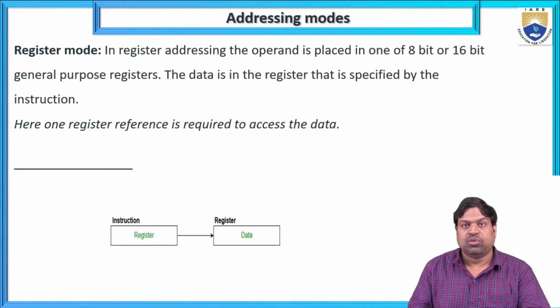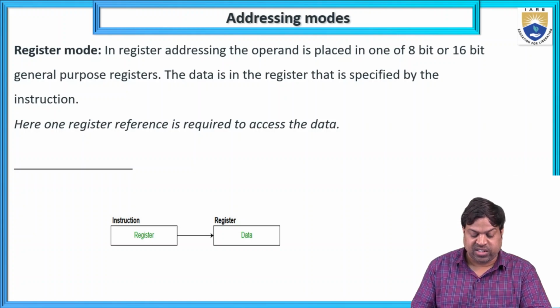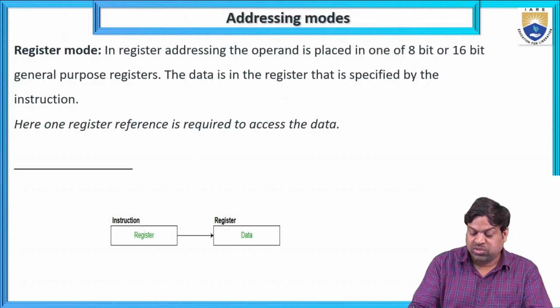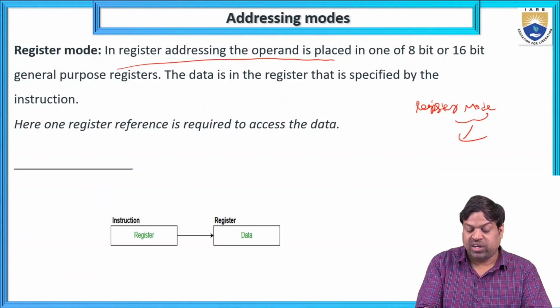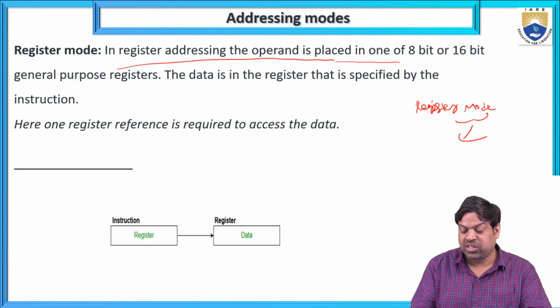So register mode. In register addressing, the operand is placed in one of the 8-bit or 16-bit general purpose registers. The data is in the register that is specified by the instruction. Here one register reference is required to access the data. So register mode means which type of register we are taking for the address. This address we are defining as 8-bit or 16-bit.